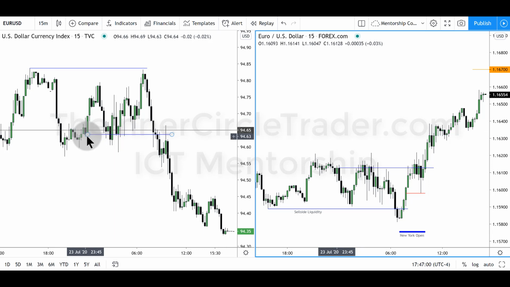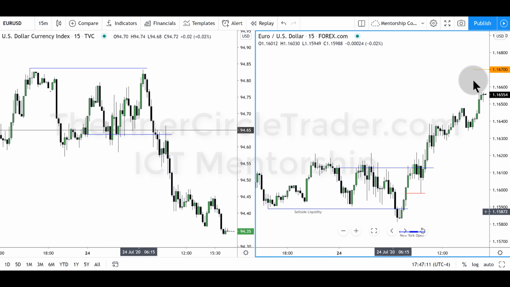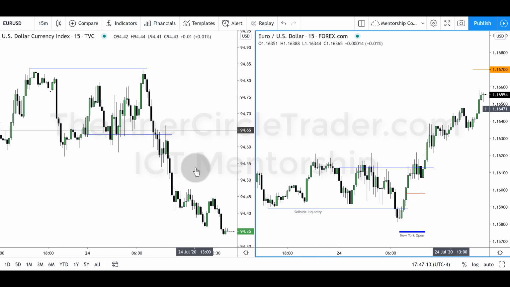All right, so same thing over here in opposite terms. We have the opening price for the 24th, and the market runs up. This is your Judas swing, okay, and the market breaks down, then creates the bearish breaker, and everything is opposite. What's going lower here sends price higher in euro.